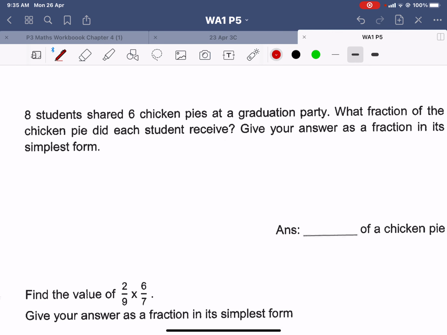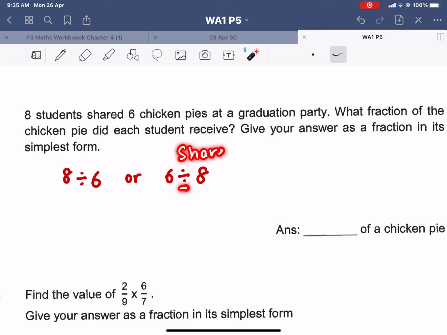8 students share 6 chicken pies. So the question would be, is it 8 divided by 6 or 6 divided by 8? In this case, we read the English. Divide means share with, right?